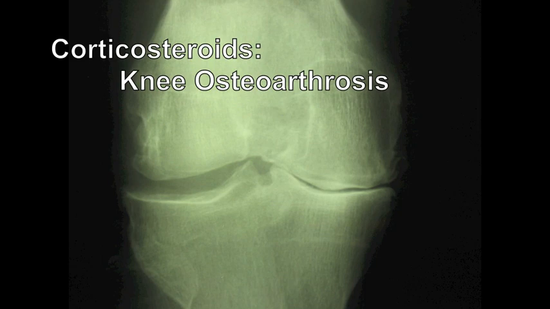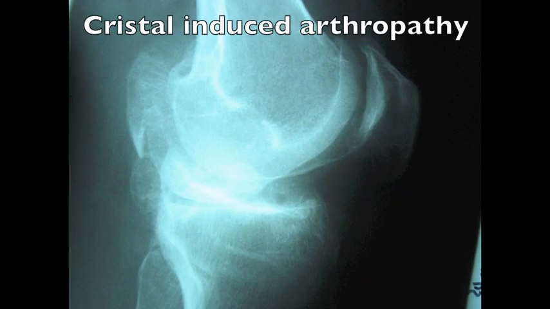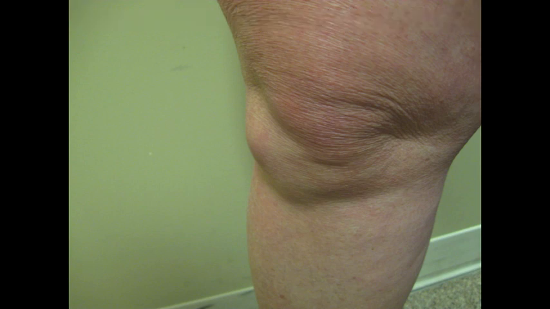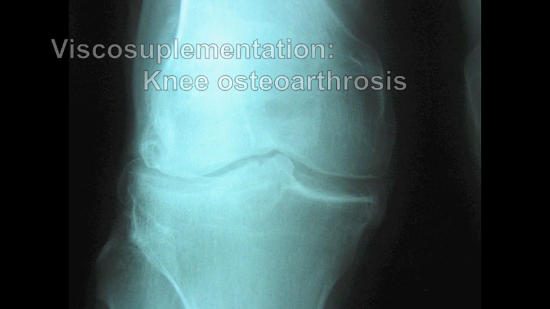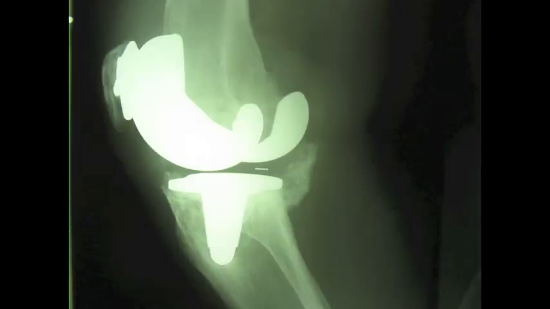Corticosteroid injections are indicated to treat knee osteoarthrosis exacerbations, in particular when effusion is present, to treat crystal-induced arthropathy, and to treat synovitis in rheumatoid arthritis. Hyaluronic acid supplementation is a step in the long-term treatment of osteoarthrosis to decrease pain, to improve functional limitation, and is helpful when delaying knee replacement surgery.